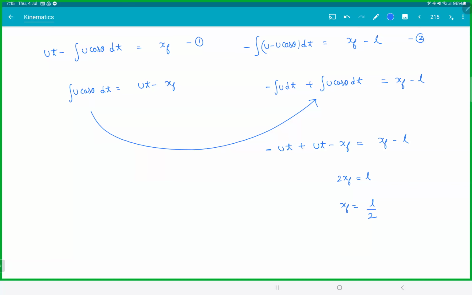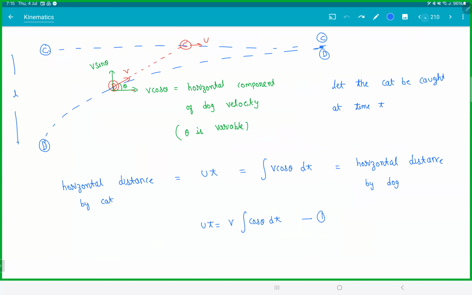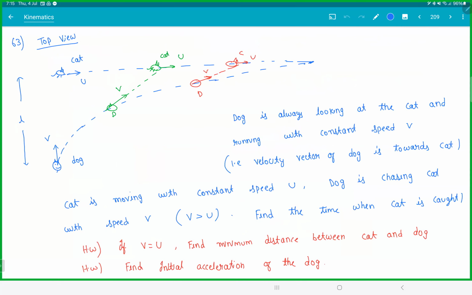You can play more, actually. What if the cat and dog are accelerating? But okay, that's a question for some other day. But there's still one more acceleration question here: the acceleration of the dog. This is really a tough one actually. Even your seniors find it difficult, even when they're in 12th. Let's see how to do this.